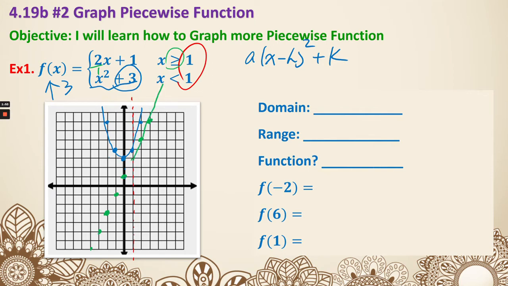There's my line. And I'm going to erase the other one. And for the parabola, x is less than 1. So I'm going to keep this left side. And I'm going to erase everything to the right side of it.